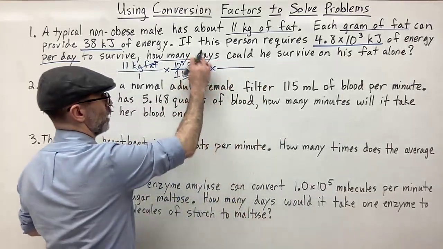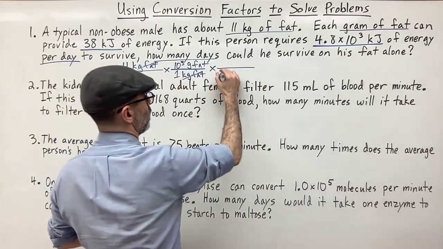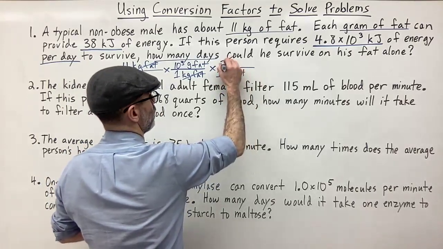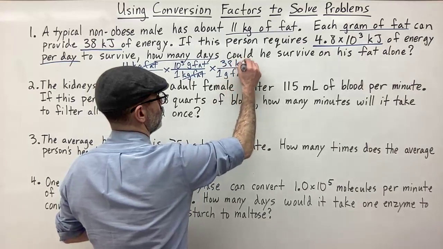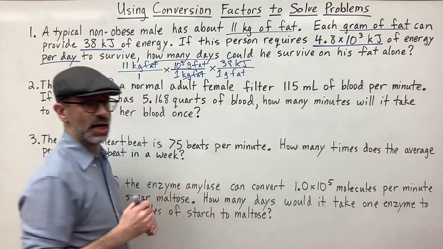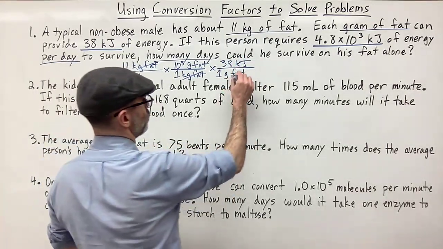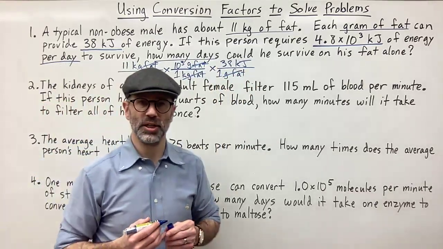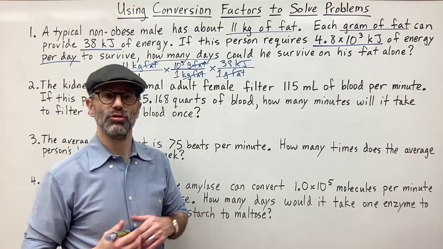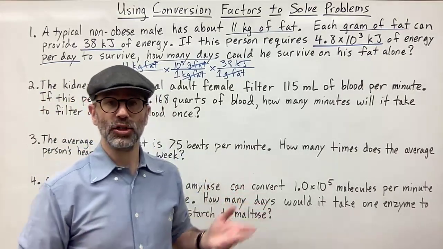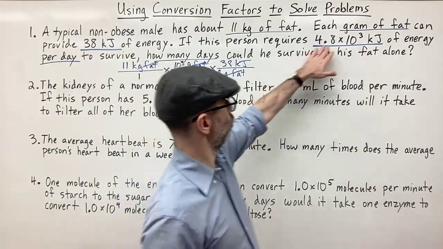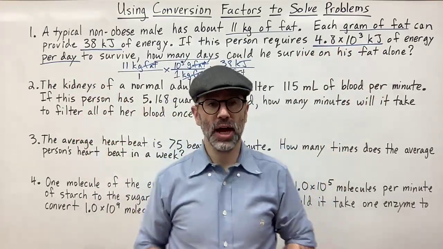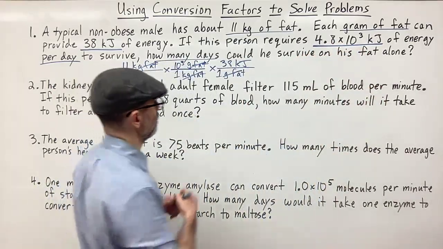And so since I have grams of fat on top, I'm going to put 1 gram of fat on the bottom, and then 38 kilojoules of energy on top. So now the grams of fat cancel out. Now I have kilojoules of energy. I need to get to days. And it looks like we have a relationship between kilojoules of energy used per 1 day. So now I can use that to convert to days.